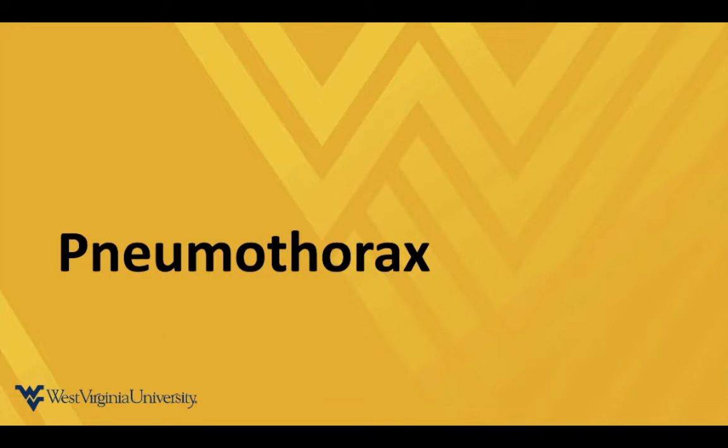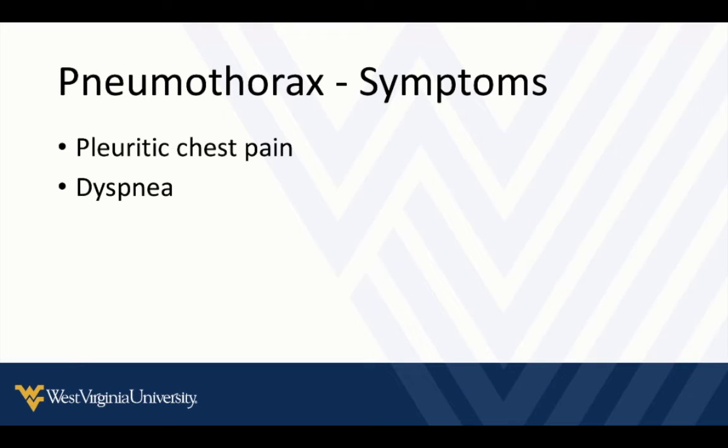Now let's go through and talk about some of the findings that we're going to look for. Remember, there's only really 4 things we're going to look for, and then we're going to clinically integrate that information. So pneumothorax, first off, we know the symptoms: pleuritic chest pain, shortness of breath.